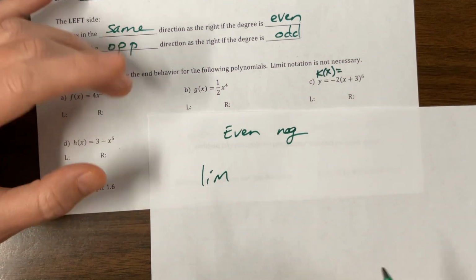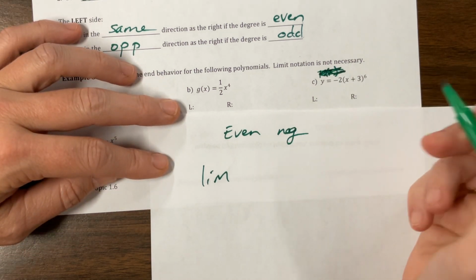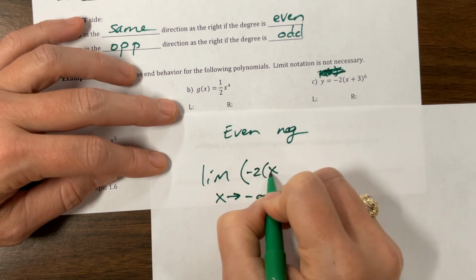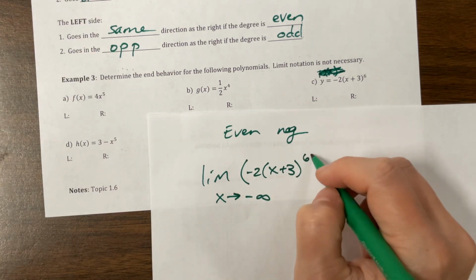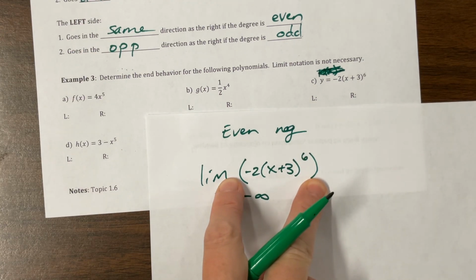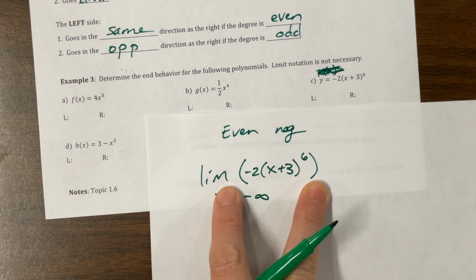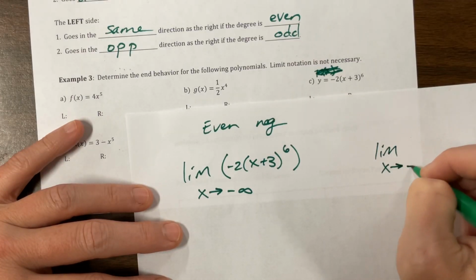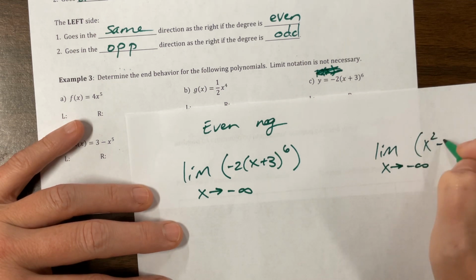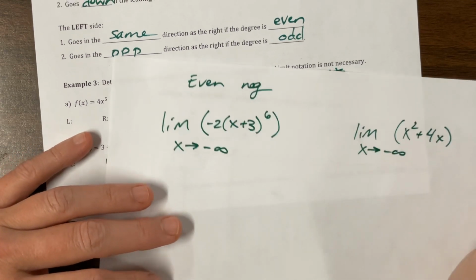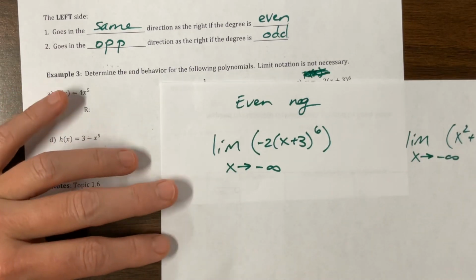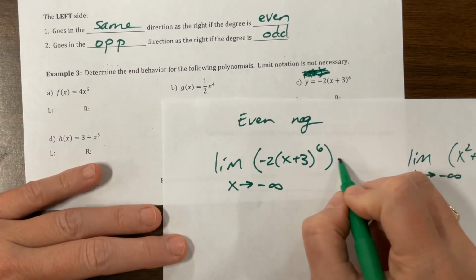We don't usually say y equals, but we would say the limit as x goes to negative infinity of negative 2 times x plus 3. To be honest with you, I don't think we need this extra set of parentheses, but it's not going to hurt. If it had been something like the limit as x goes to negative infinity of x squared plus 4x, you do need parentheses around that, so that you're taking the limit of all of it. I just like to use the function notation because it's easier, but here we go.